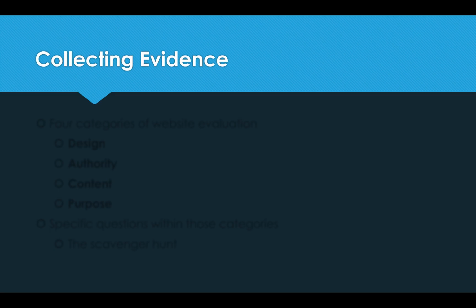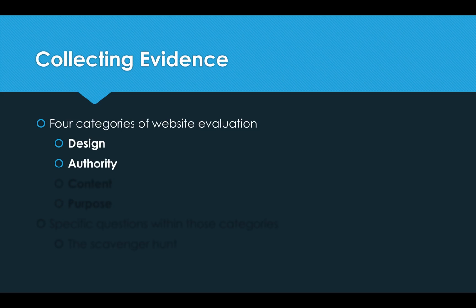In order to make a website credibility judgment, you need to explore the website and collect some evidence. I've sorted this evidence into 4 main categories to make it easier for you to remember. The 4 categories of website evaluation are design, how does the website look? Authority, so who wrote or created the website? Content, which asks, can we trust the information on the site? Or purpose, which asks, why was the site created?